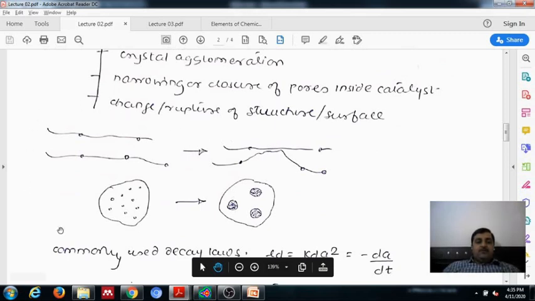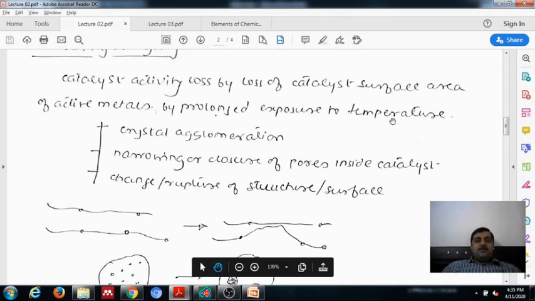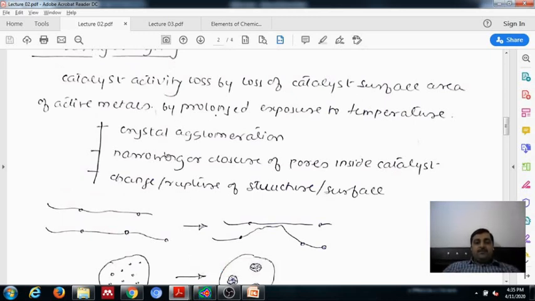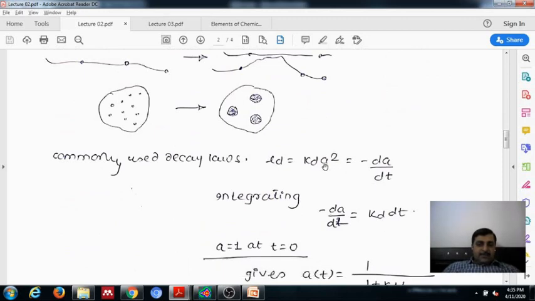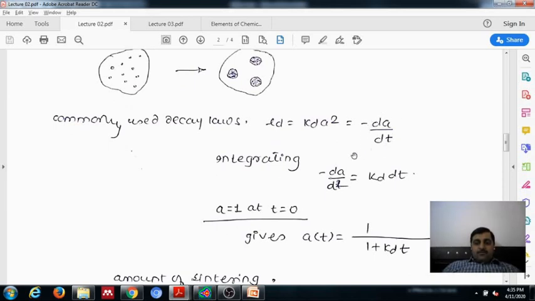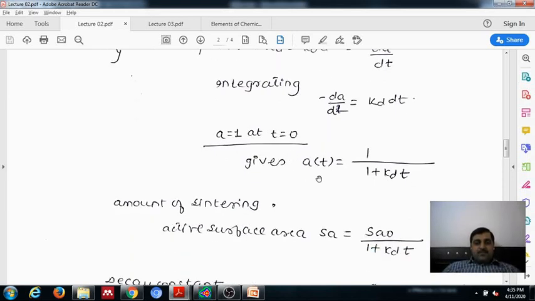What do you think? It is dependent on temperature. So here no species of a reactant or a product is responsible for the deactivation. That is where we write the rate law for deactivation, or decay law, as we are taking it as second order: Kd, that is deactivation constant, into a squared, which is a function of temperature, as minus da by dt. If you separate the variables and integrate, you get a as 1 upon 1 plus Kd t. Integration is from t equal to 0, where it is 1, and t equal to t, where it will be a.